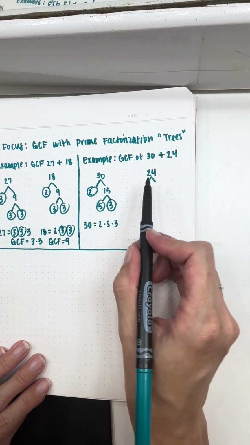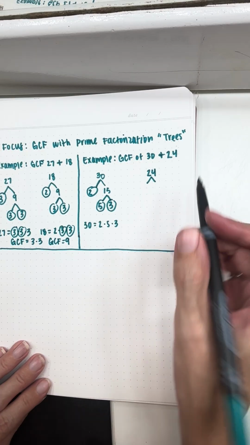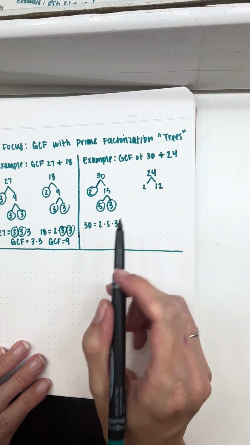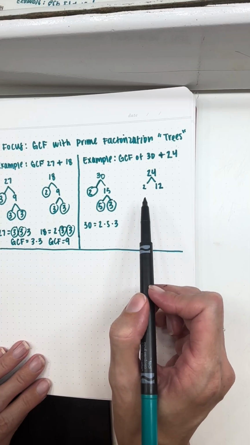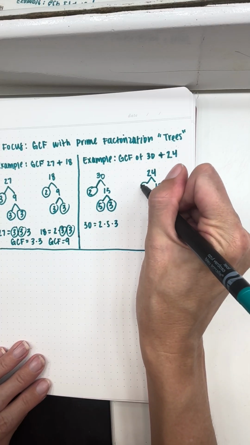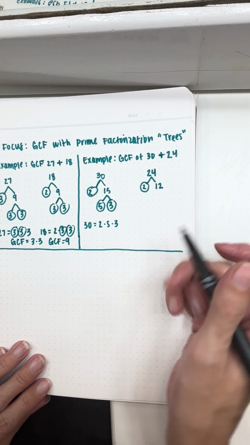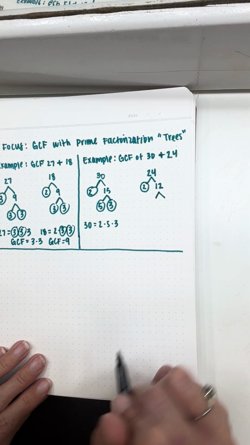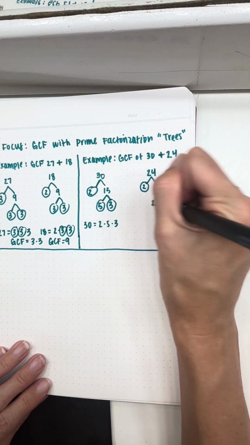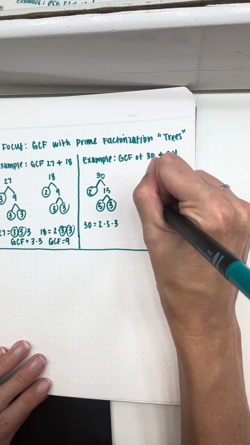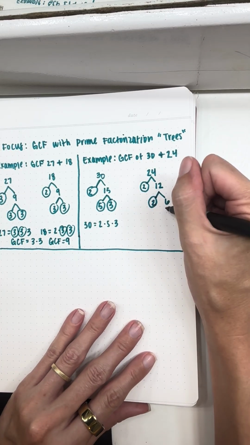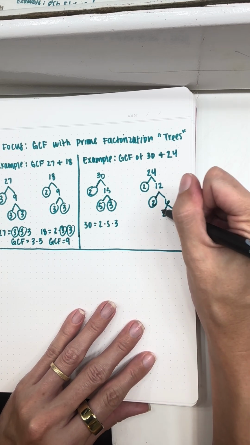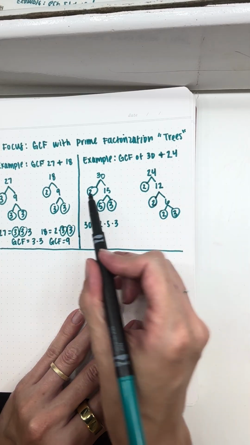24 can branch, it's also even, so it could divide in half to 2 and 12. I could have done different values. I know there's a lot of factors of 24, but again, that's just my preference. I circle 2 because it's prime. 12 can split into factors of 2 and 6. 2 once again is prime. 6 can split into 2 and 3. And now I've reached the end of my branch.